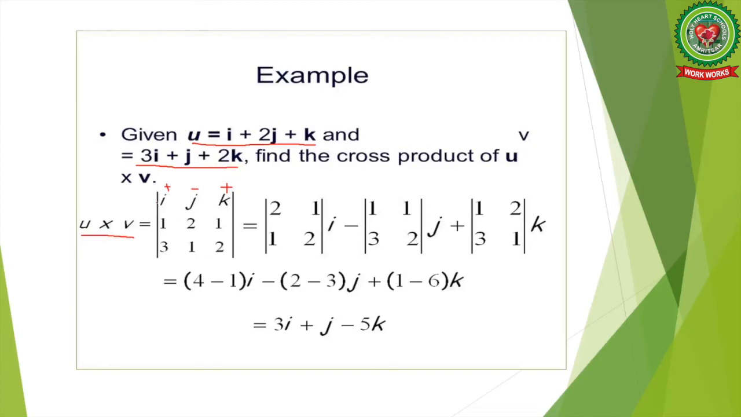Okay. Now for I, you take this part: 2, 1, 1, 2. Minus as usual. For J, leave these lines and rows.